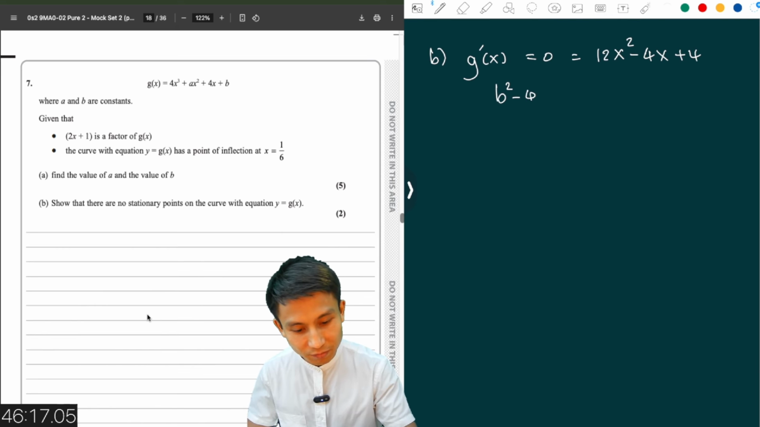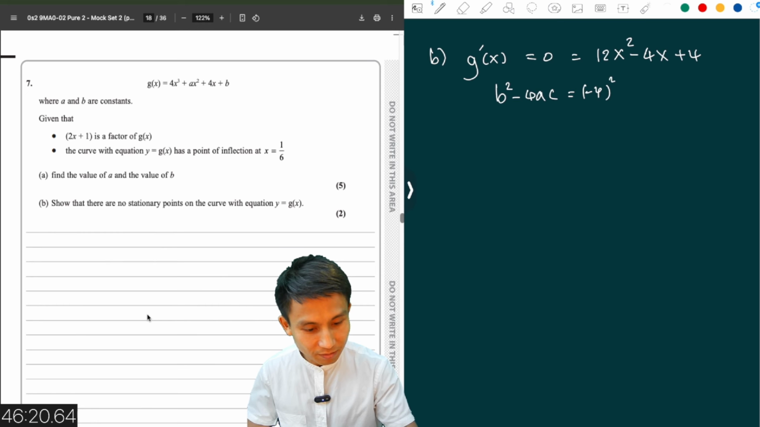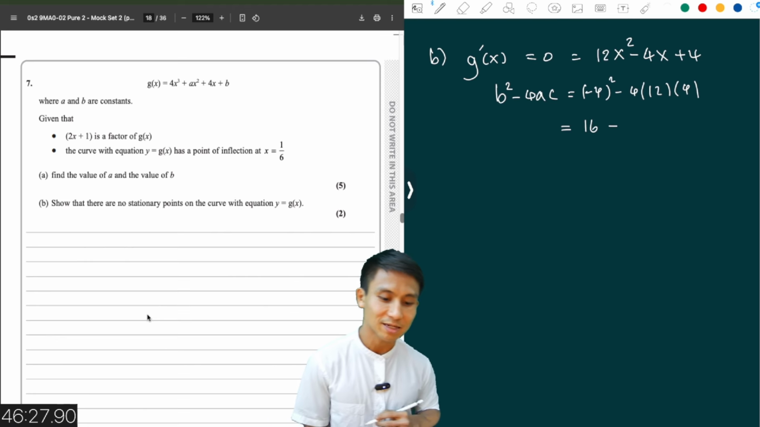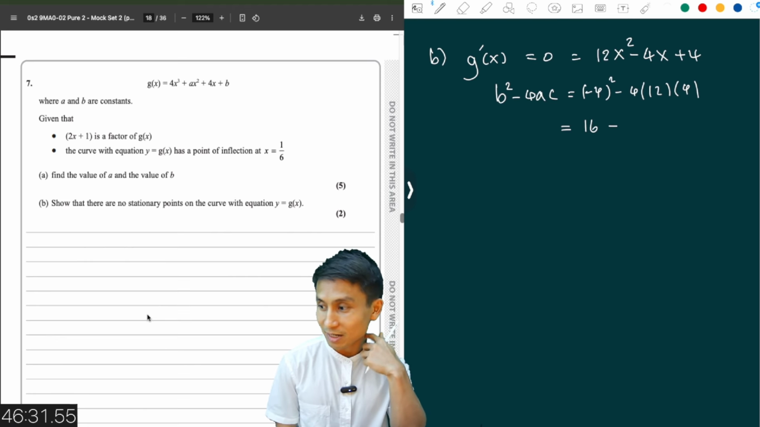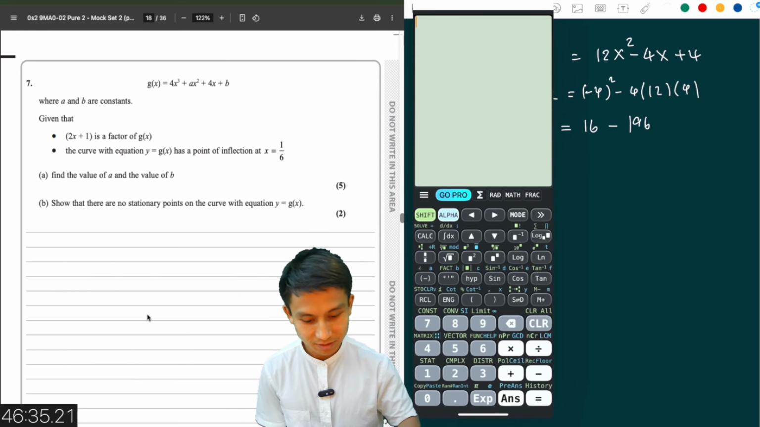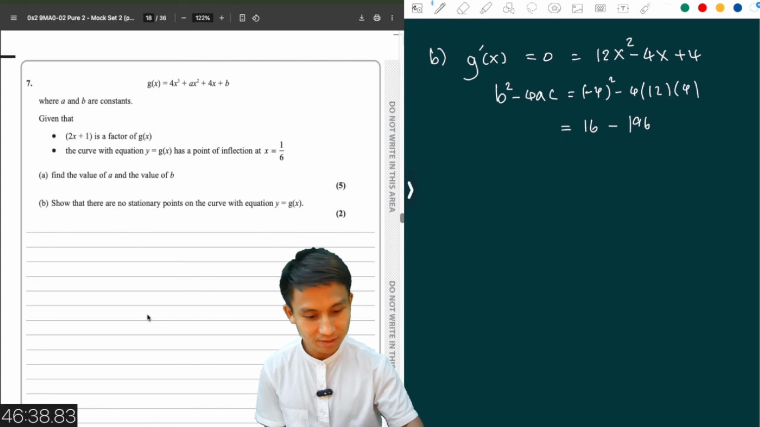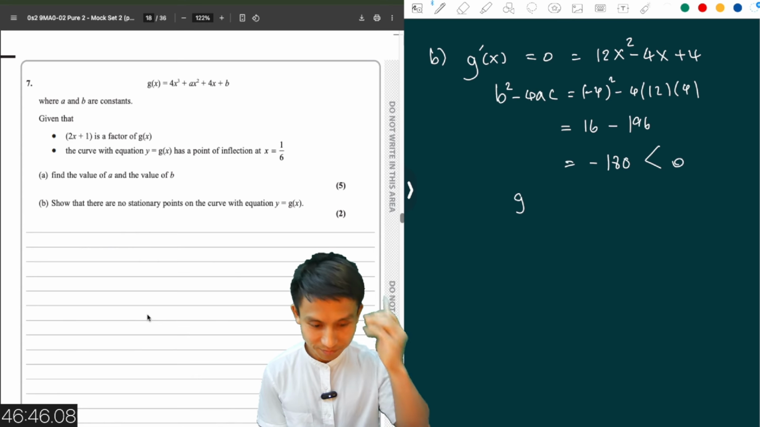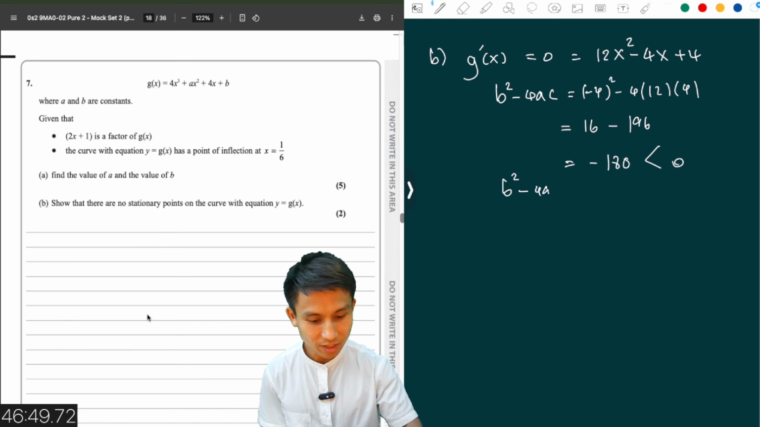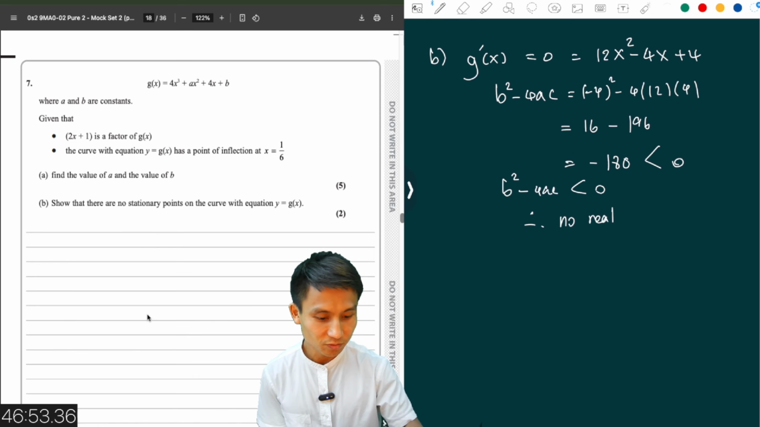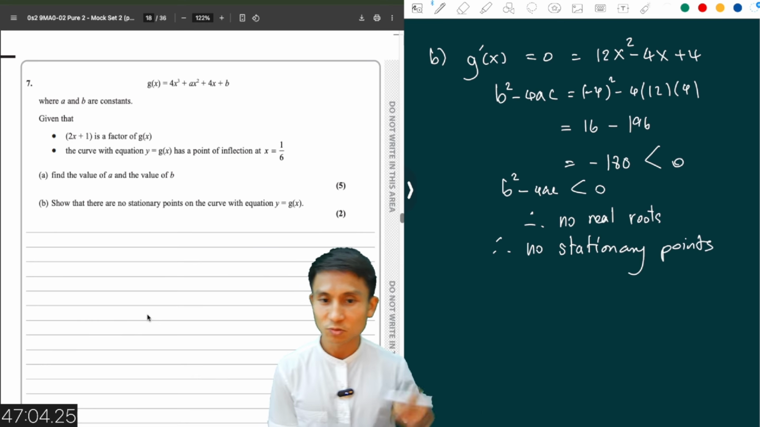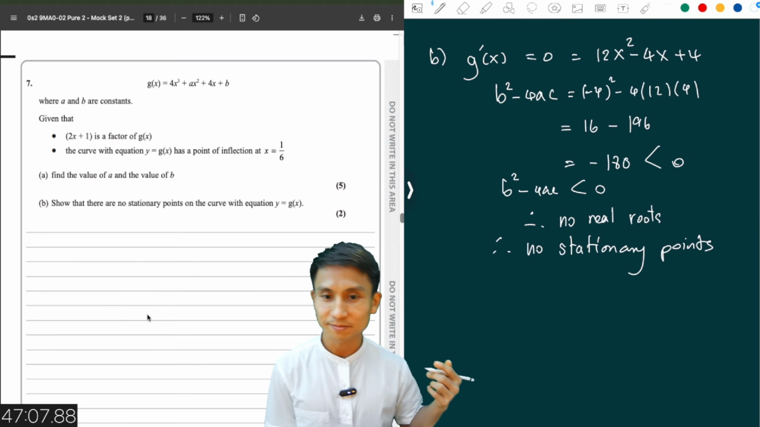So if we do b squared minus 4ac, we're going to get minus 4 squared minus 4ac. So that's 16 minus, what's that? 16 times 12. Isn't that like 196? Let me just check. 16 times 12, yep, 196. And minus that, so we get minus 180, which is less than 0. So this is saying that b squared minus 4ac is less than 0. So it's no real roots. For this, that means no stationary point, because there's no solutions when we equate the derivative of g to 0. And that's it.